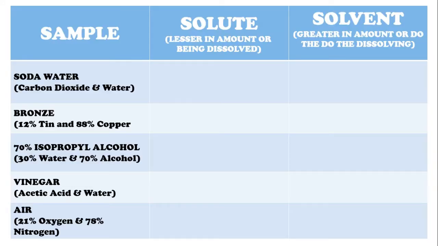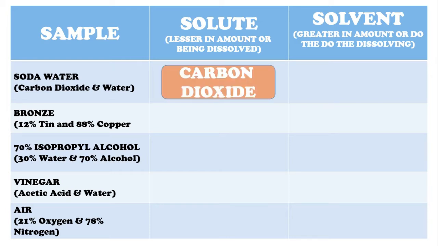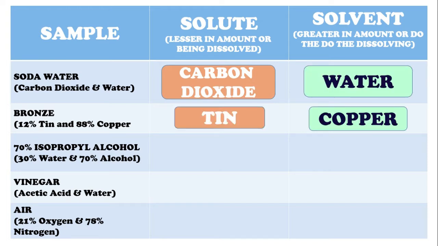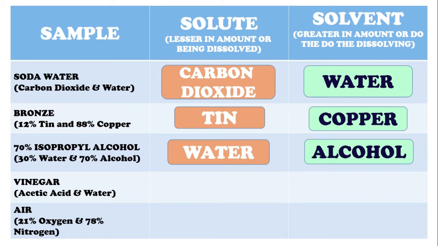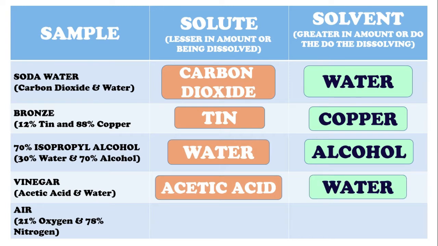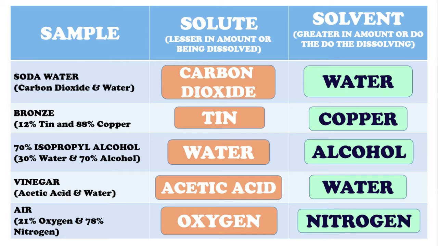Let us identify the components of solution in the following examples. Soda water. In soda water, carbon dioxide is solute and water is solvent. Bronze: tin is solute, copper is solvent. 70% isopropyl alcohol: solute is water and the solvent is alcohol. Vinegar: acetic acid is solute and water is solvent. Air: 21% oxygen and 78% nitrogen. Oxygen is solute and nitrogen is the solvent.